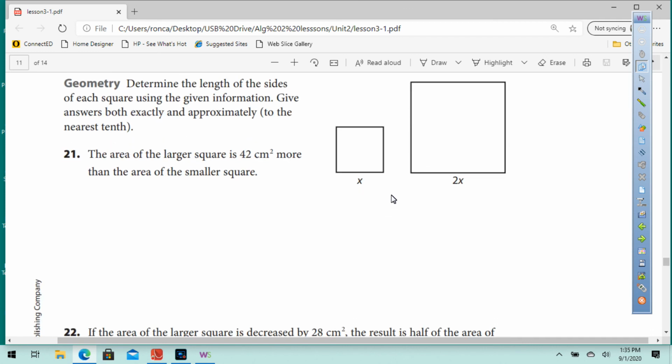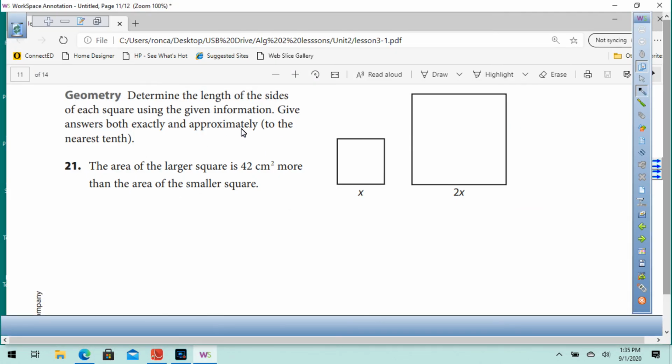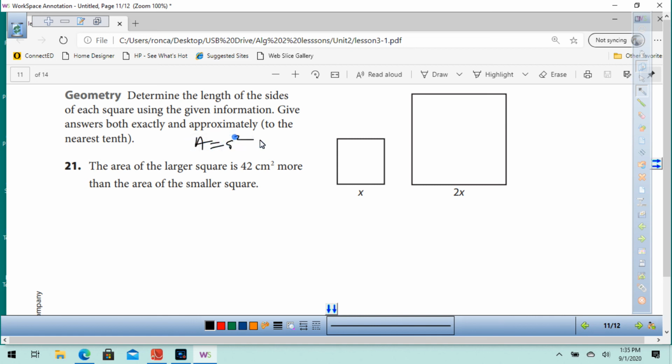Determine the length of the sides of each square using the given information. Okay, there's a lot of information there. It says squares, right? Well, what's the area of a square? The area of a square is s squared, right? Because it's length times width, which would be s times s, or s squared. Okay. The area of the larger square is 42 centimeters more than the area of the smaller square.